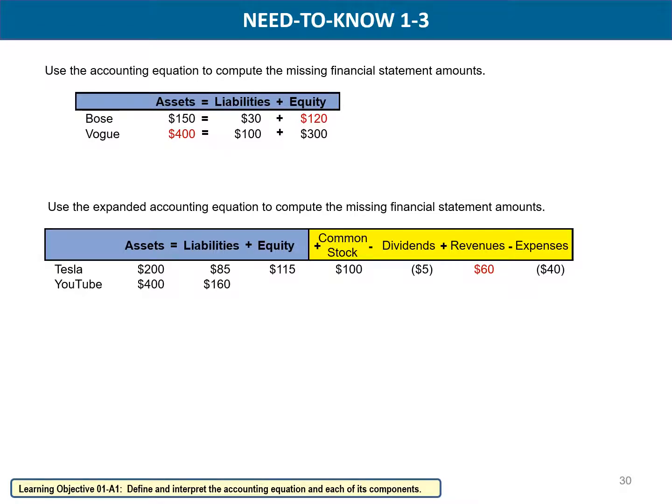$60. Then YouTube has assets of $400, liabilities of $160. So that must mean their equity is $240. And then the expanded accounting equation. So if we know that their common stock is $220 and their revenues are $120 and their expenses are $90, what must their dividends be? So if you take $220 plus $120, that's $340, less 90, that must mean that their dividends are $10.